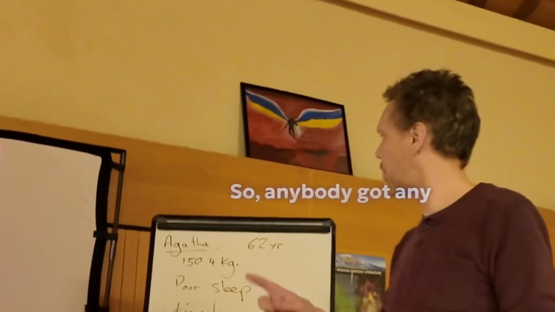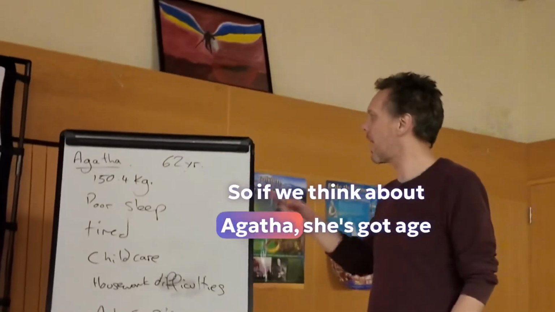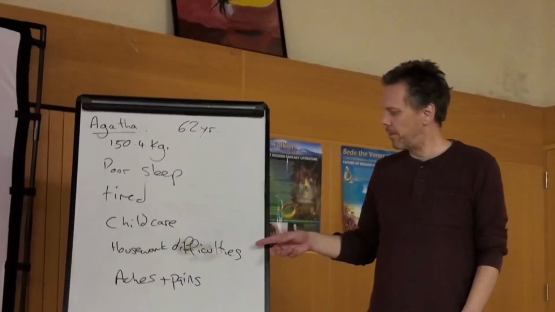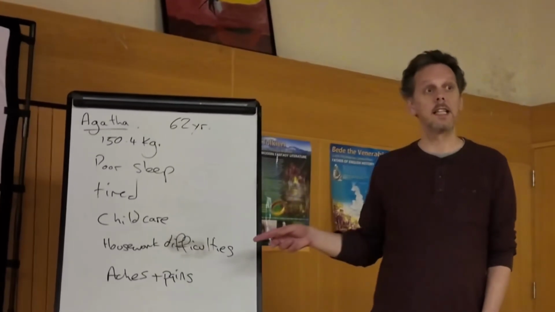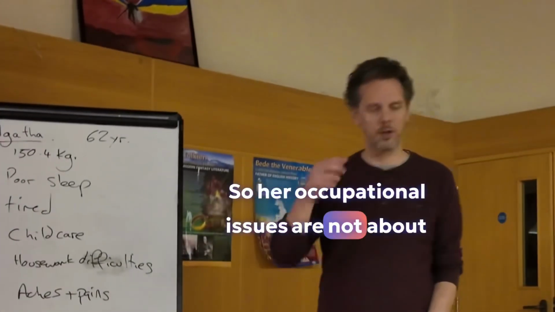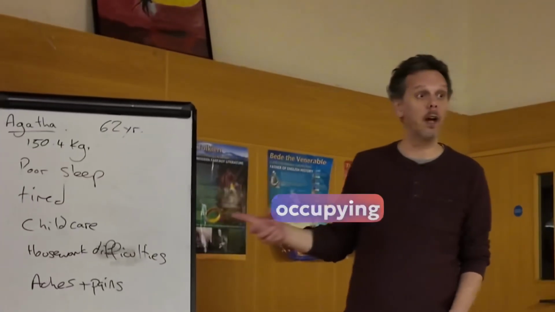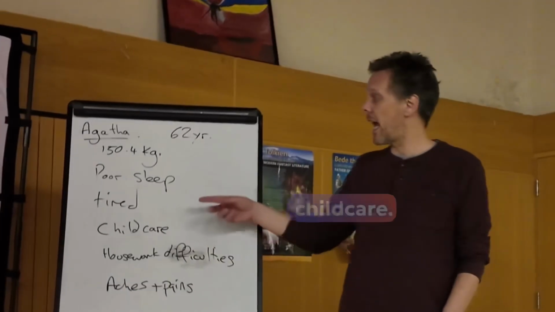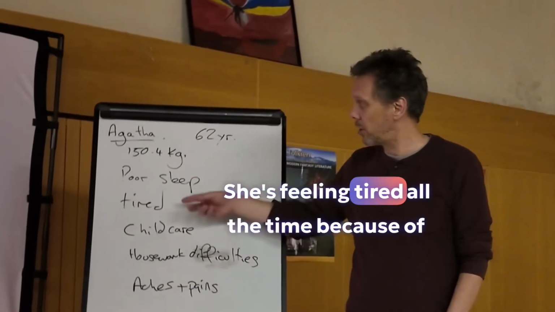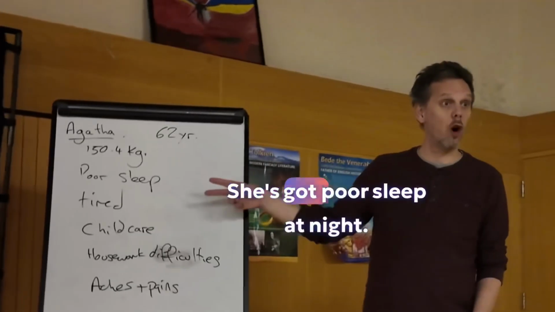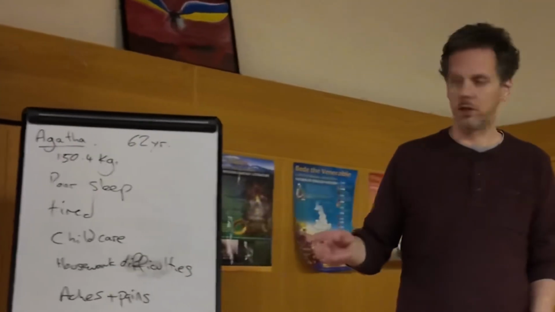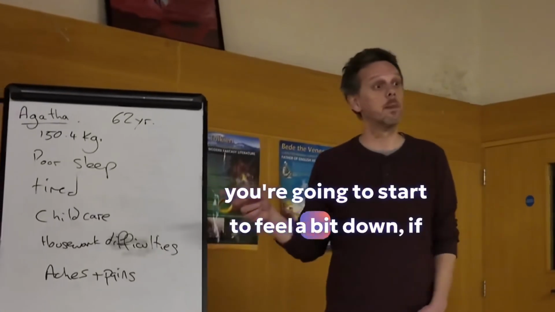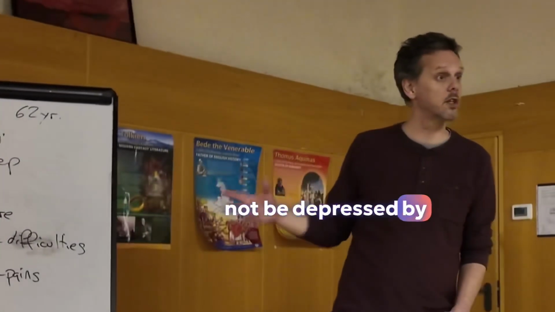Anybody got any comments on what we just talked about so far? So if we think about Agatha, she's got chronic pain, probably due to a bit of arthritis. She's having problems moving around. Her occupational issues are not about paid employment, but about occupying herself. She's having problems with childcare. She's feeling tired all the time because of her sleep apnea. She's got poor sleep at night, waking frequently. She's probably got some mental health problems as a result of all this. If you're living with all of this, you're going to start to feel a bit down, if not depressed.